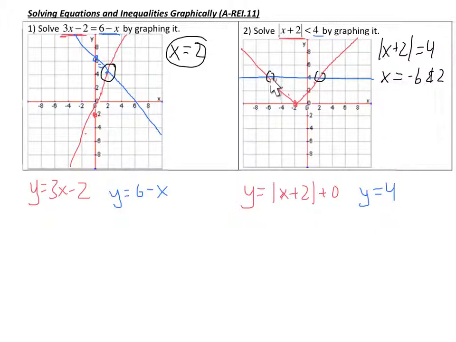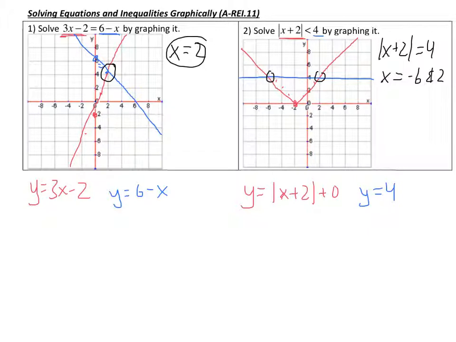So for this interval, from this dot, is the red below the blue? No, the red is above the blue. Between these dots, oh yeah, the red is below the blue. So it's true between these two dots. Over here, no, the red is above the blue. I want when the red is below the blue. So the only place that the red graph is below the blue graph is between negative 6 and 2.